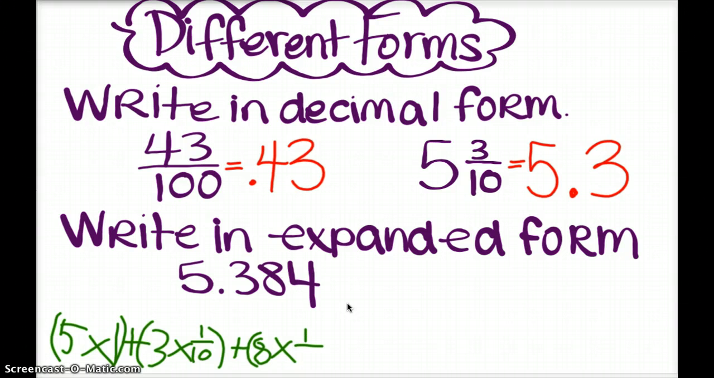So do you see how he is taking each number from our original number and multiplying it by the place that it is in? Okay, so 5 was in the ones, so he multiplied it by 1. 3 is in the tenths, so he multiplied it by 1/10. 8 is in the hundredths, so he multiplied it by 1/100th. And 4 is in the thousandths, so it got multiplied by 1/1000th. Nice job.